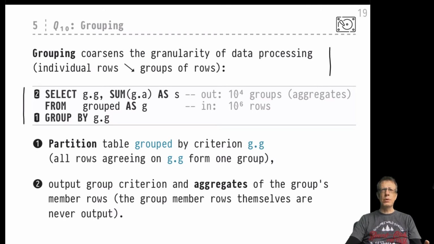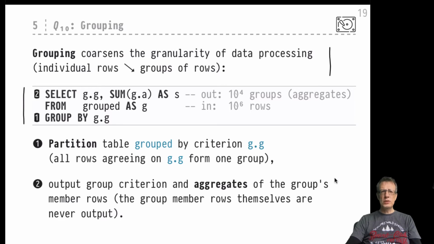Right. So what we are tasked with is partitioning the input rows in our group table. The partitioning criterion, of course, is the grouping criterion, column G here. All rows agreeing on G form one group. And once we have formed the partitions, we will then aggregate all the rows inside one group. As you may recall, we will never see the individual members of a group after a SQL group by query has been processed.